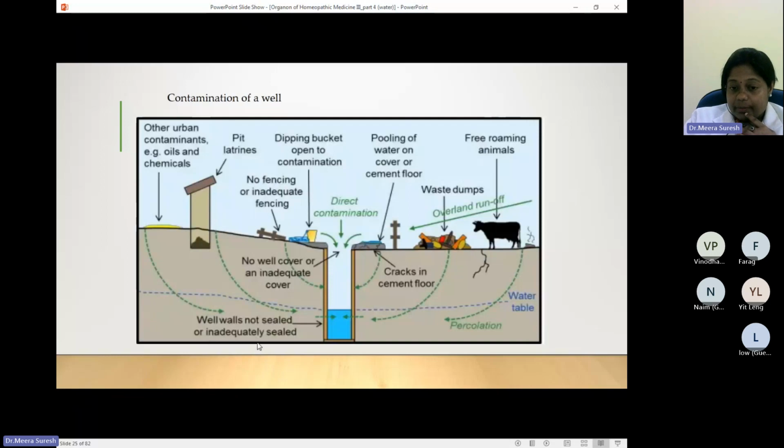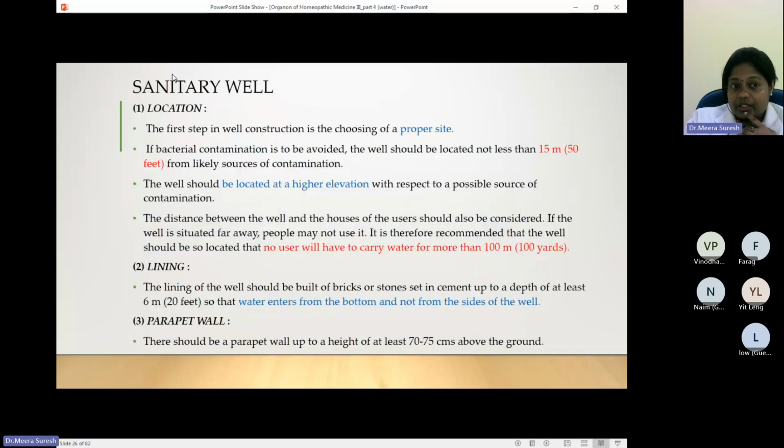We said that wells are comparatively the safest and the cheapest source of water supply, especially in a developing country like India. So how can we protect the well? What are the things that are causing contamination? If we solve these problems, then we can call it a safe well, or the term we use is a sanitary well. The word sanitary connects to sanitation, something very clean and hygienic. So that is the term given to a sanitary well.